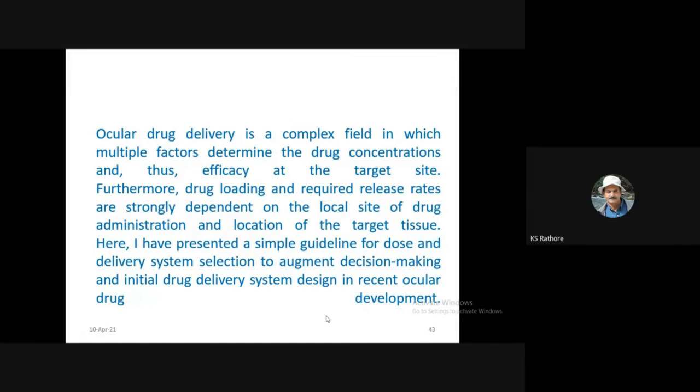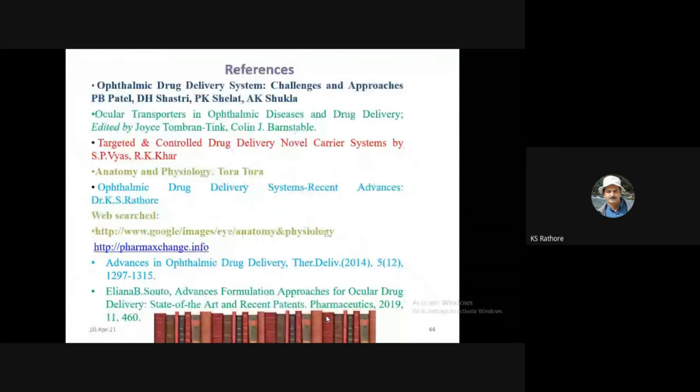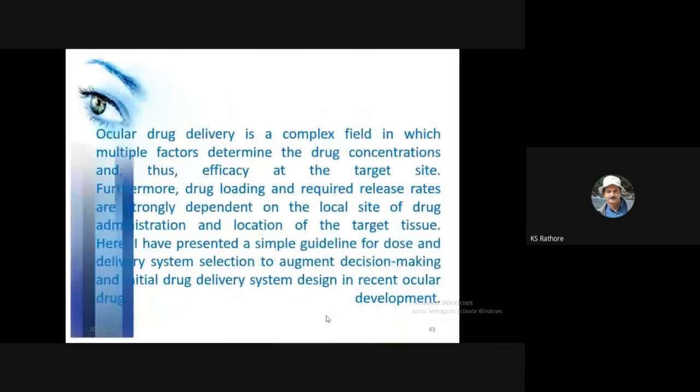So I hope this helps in understanding certain parameters and procedures and different types of recent advances in drug delivery systems in the ocular drug delivery field. These are some references which I used.